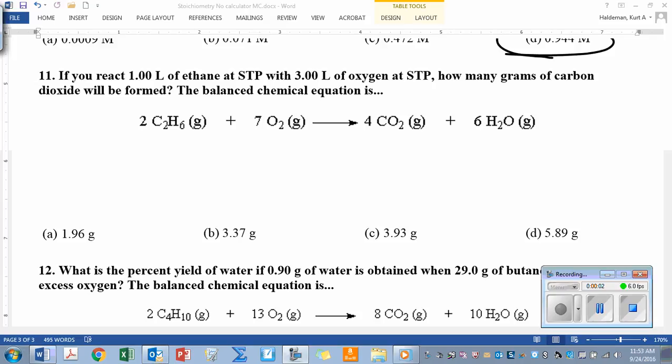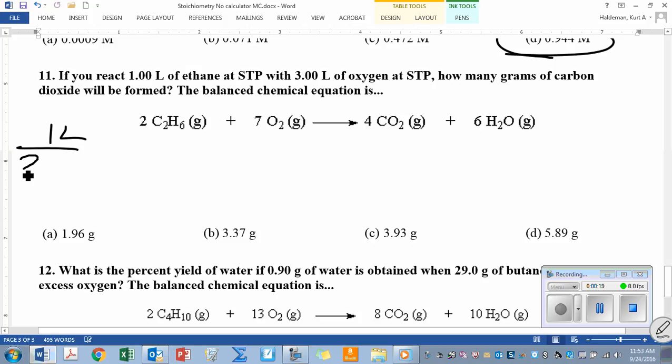Number 11 becomes easier when you realize that the volumes of gas can be used as the moles to determine which one is the limiting reactant. Like this. If I were to take 1 liter of ethane and divide it by 22.4, and I were to take 3 liters of oxygen and divide it by 22.4, these numbers, whatever they turn out to be, will still be in a 1 to 3 ratio. They'll just be a different set of 1 to 3 numbers.